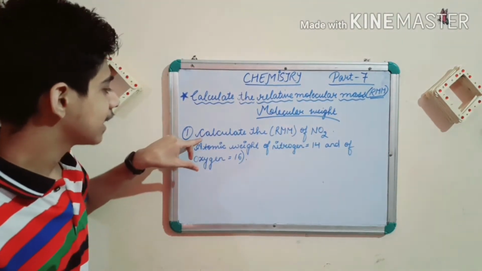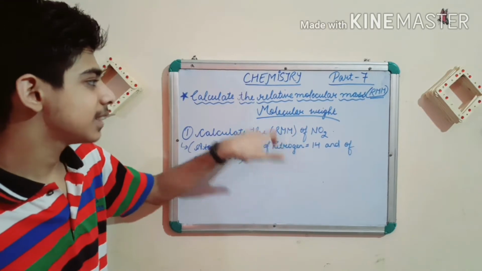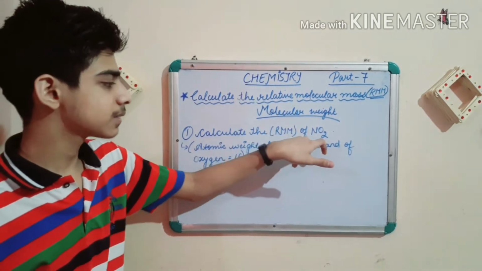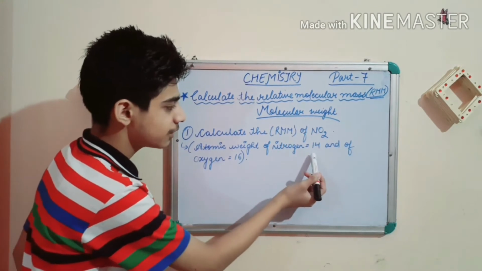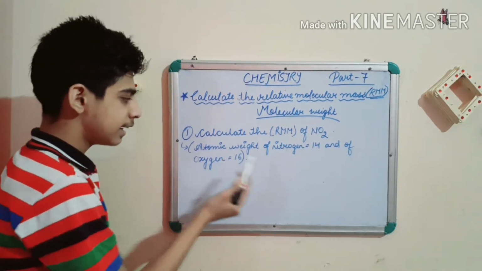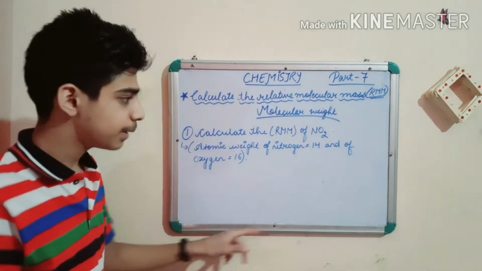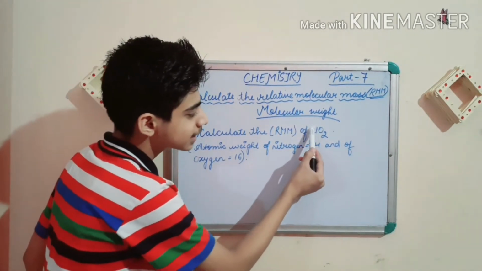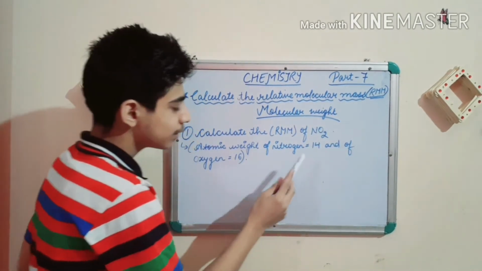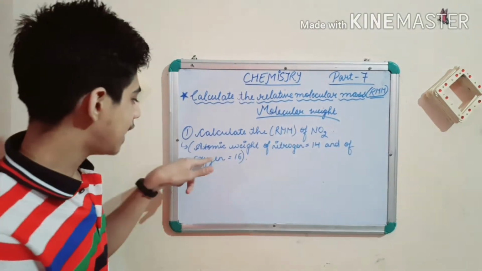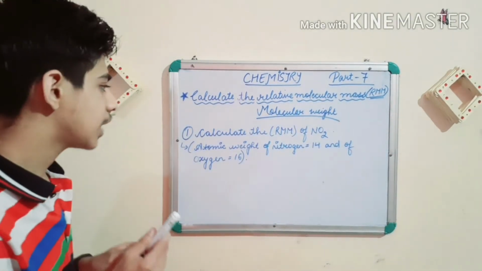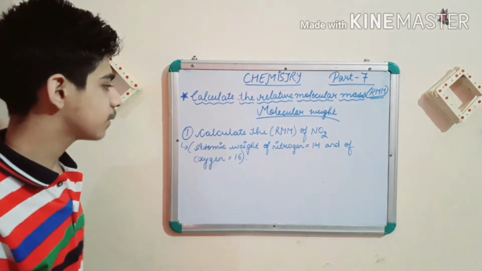The question will be: calculate the RMM, means relative molecular mass, of nitrogen dioxide, NO2. The atomic weights of nitrogen and oxygen will be provided to you, because nitrogen and oxygen are the elements present in this compound. The atomic weights of the elements in the compound will be given to you. So now I will tell you how to start the question.